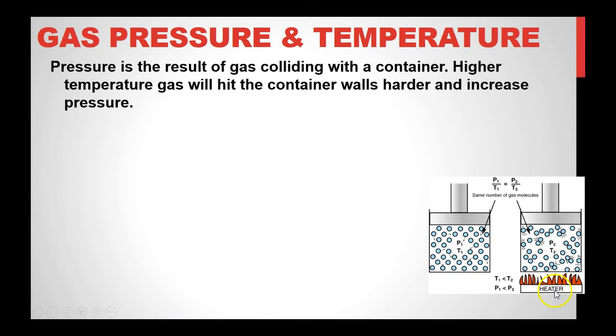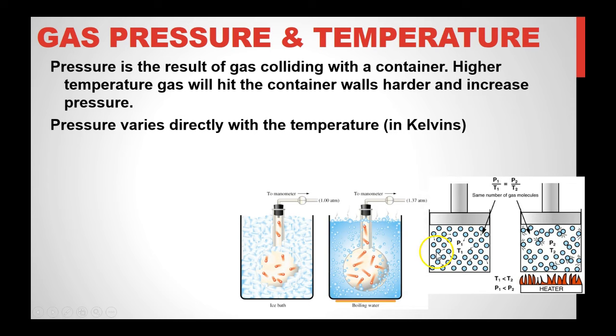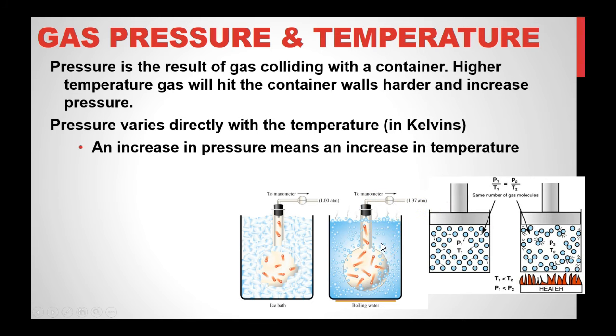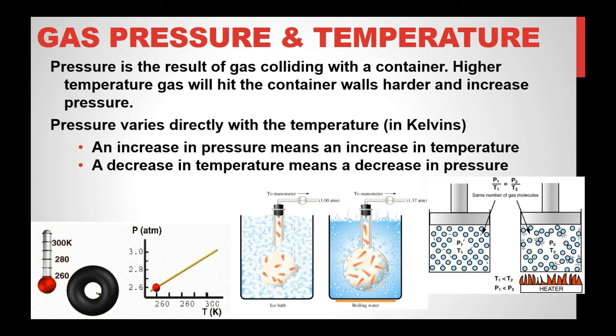Here, another two containers. This one is heated. These are going to be hitting the walls harder, higher pressure. Pressure varies directly with temperature in Kelvin. Here I have two samples. One of them is in an ice bath, one of them is in boiling water. And this manometer, if you'll remember, that measures the pressure of a sample of gas, is measuring 1 atmosphere for this sample here in an ice bath. Boil it, and it's going to be registering 1.37 atmospheres. Higher pressure because of higher temperature. Increase in pressure, increase in temp. Decrease in temperature, also a corresponding decrease in the pressure.